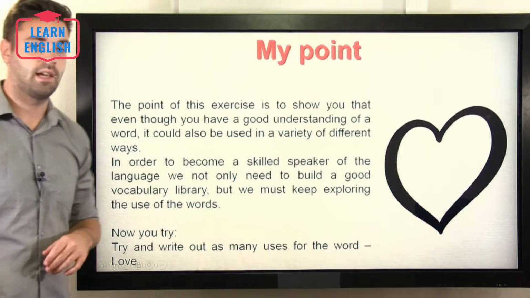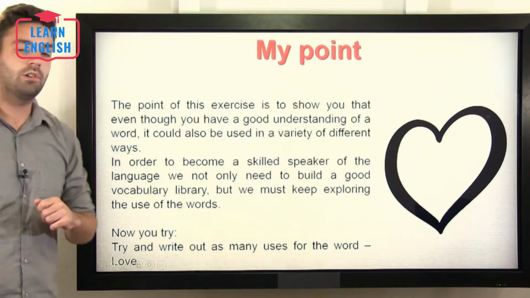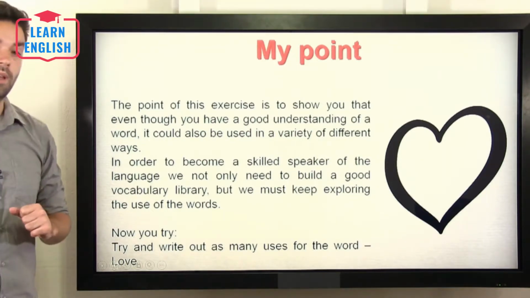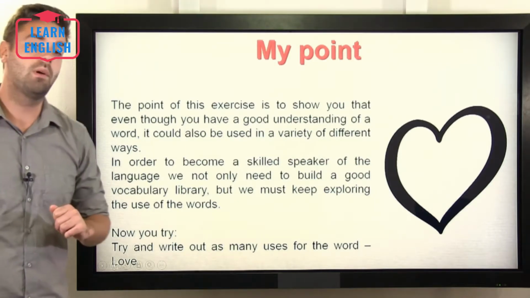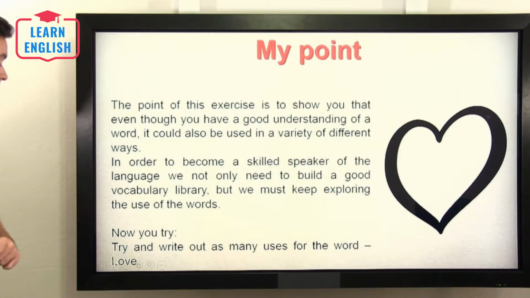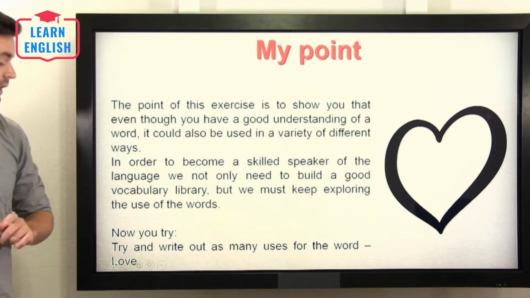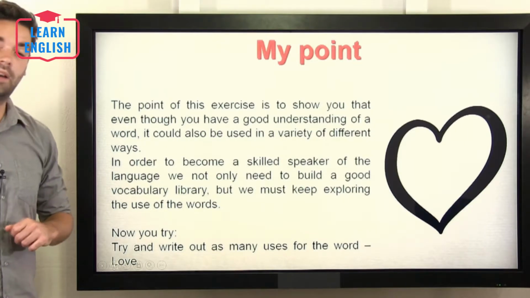So what is my point in this exercise? Well, my point of this exercise is to show you that even though you have a good understanding of a word, it can also be used in a variety of different ways. In order to become a skilled speaker of the language, we not only need to build a good vocabulary library, but we must keep exploring the use of the words. Now you try and write as many uses of the word love. So pause the video and try and write out as many uses for the word love.